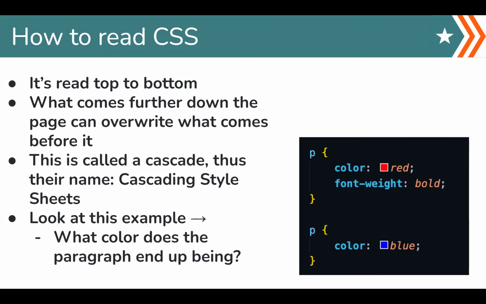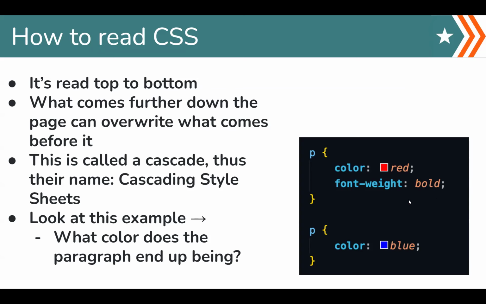Blue. Absolutely, it's going to be blue, right? This might be the top of our document. They initially styled the paragraph with the color red, and they also styled the font weight and set it to bold. But then the next declaration we see here is, once again, they're calling the P tag, but this time they're setting it to blue. So this will end up making the P tag blue.